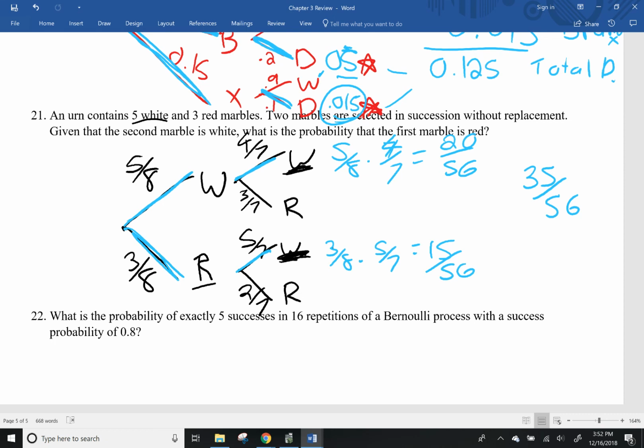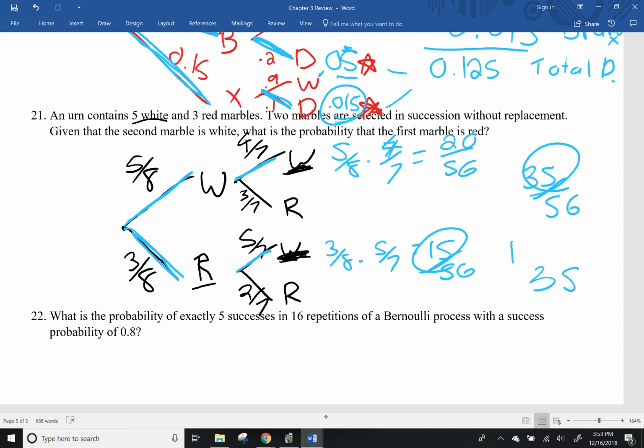So basically, if there are 56 different ways to choose marbles, 35 of those ways are white. The second time, at least. Now, out of the 35 ways, this is so tricky to explain, but there are 35 ways in which the second marble I chose was white. Given that fact, what's the probability that the first marble I chose was red? The first marble I chose was red happened 15 out of those 56 times that I chose a white marble second. So 15 out of the 35.